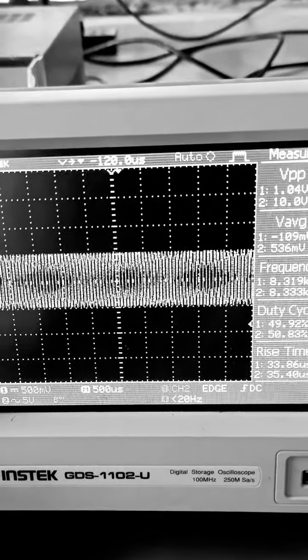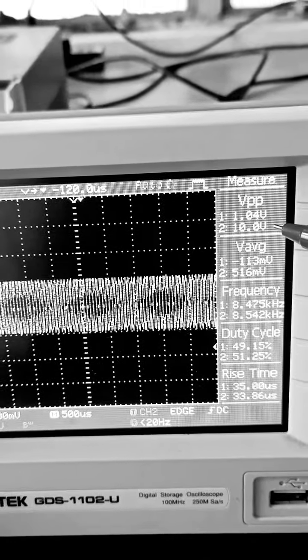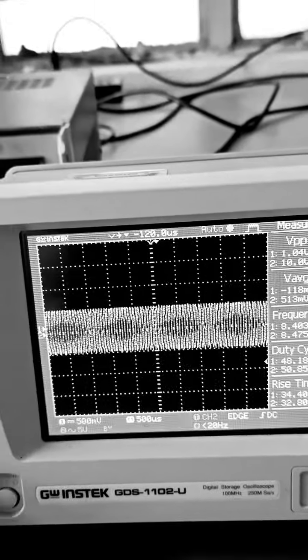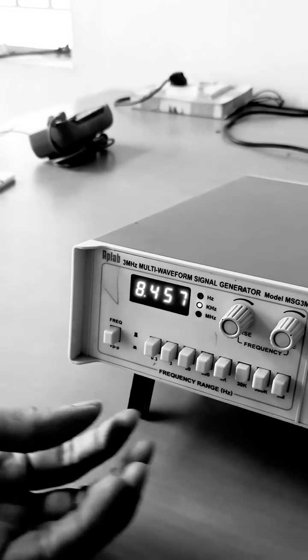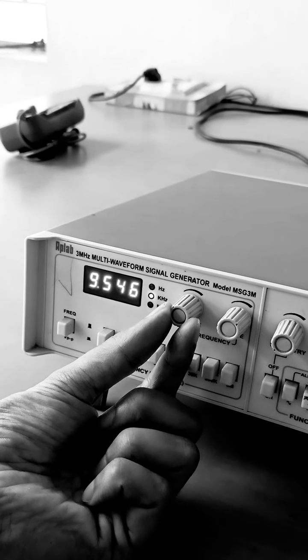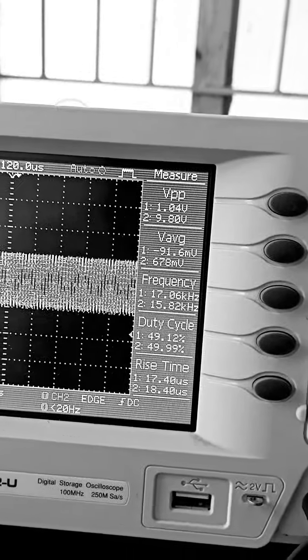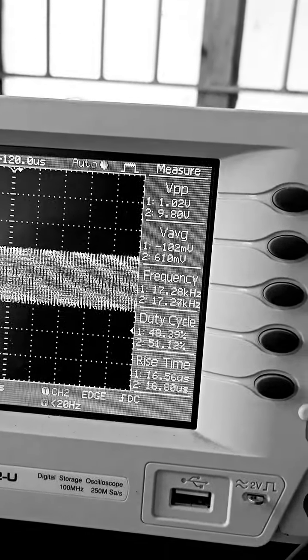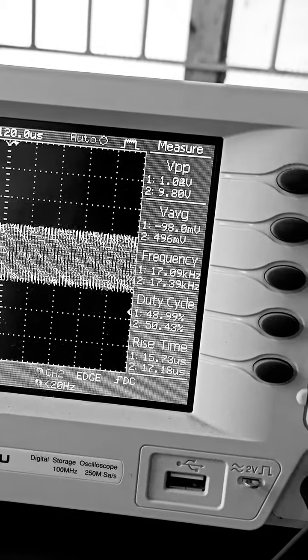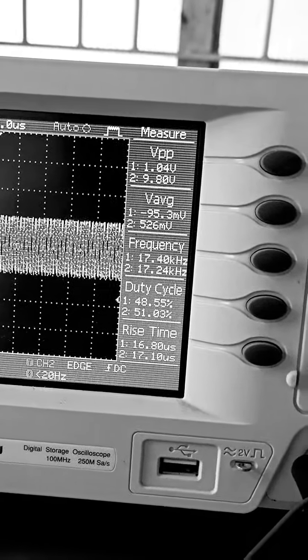Okay, we are not measuring this V average, we are noting down the VPP. So it remains 10 volt for the first few frequencies, and when I increase the frequency further, I'll tell you the frequency. Now the frequency is around 17 kilohertz, and you can see there is a drop in voltage. It is now 9.80. Similarly, when I increment the frequency further, now it is around 26 kilohertz. Now the output voltage is 8.6 volts.